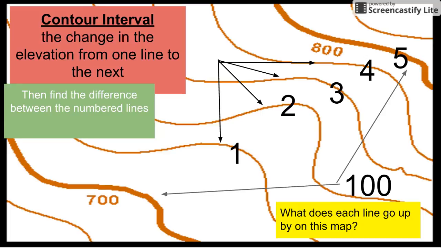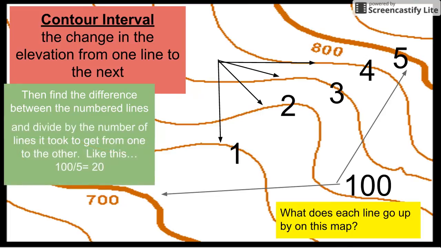So take a look at that, make sure that that makes sense. And then I just take 100 divided by the 5 lines it took to go up 100, and I find that each one of these intervals goes up 20 feet. So, and then I always check myself, right? So this is 700. That would mean this was 720, 740, 760, 780, 800.